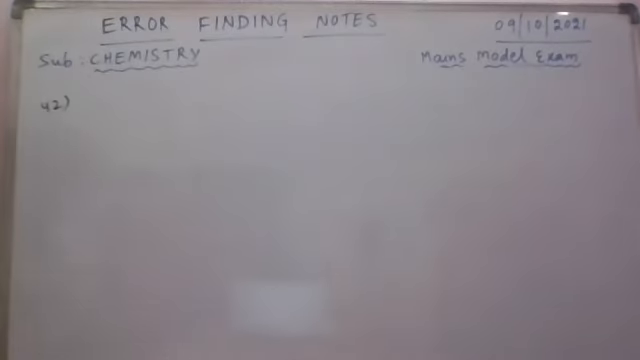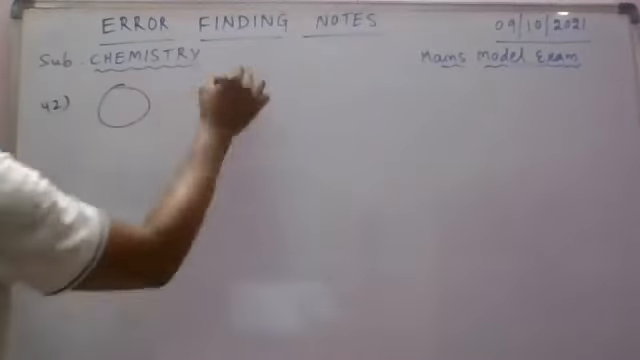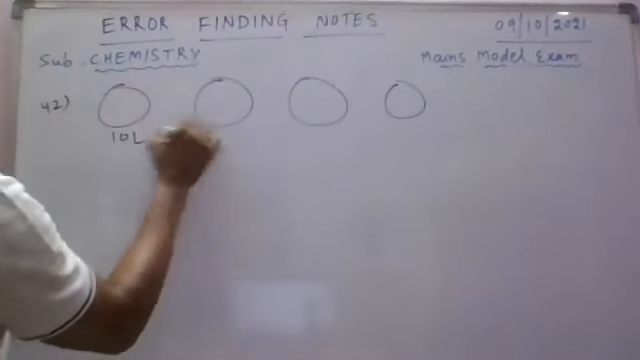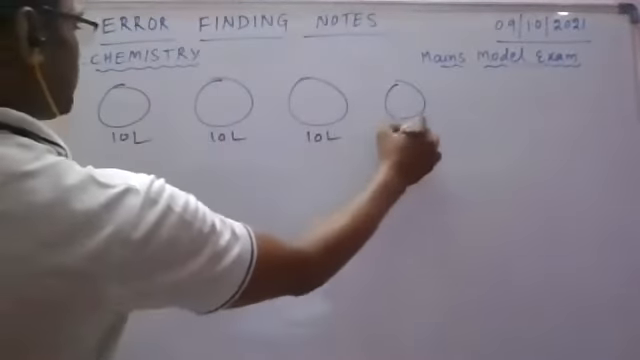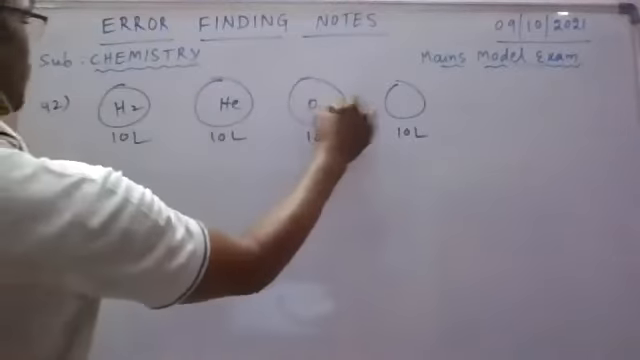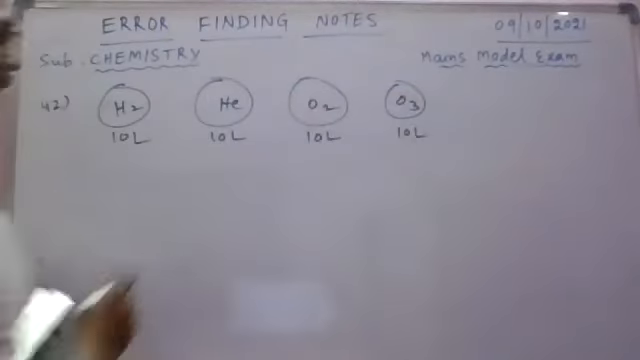Question number 42. Read the question: there are four 10-liter flasks, different flasks. 10 liter, 10 liter, 10 liter, 10 liter. They contain hydrogen gas, helium gas, oxygen gas and ozone gas.